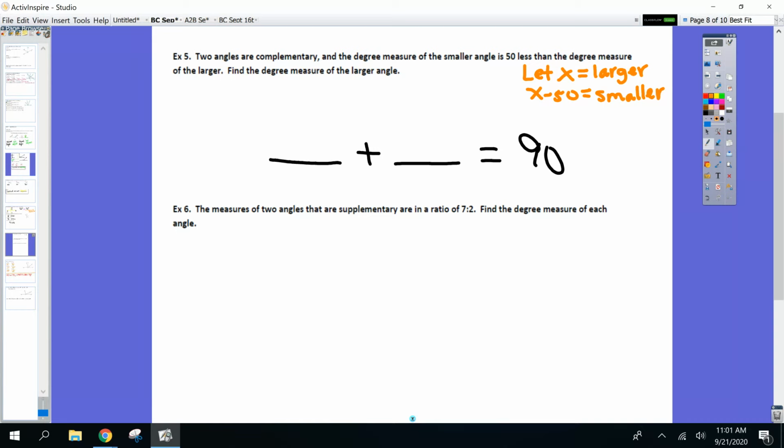Good work. Now, if I called the smaller X, how do you think you would write the larger then? If I started out with X equals the smaller, what would it be, the larger? X plus 50. Okay, everybody good? X plus 50. So it doesn't matter what you started X out with. All right, so let's add them together. So the first angle is X. The second angle is X minus 50. Let's rock and roll, everybody.